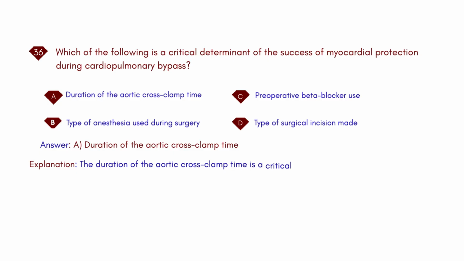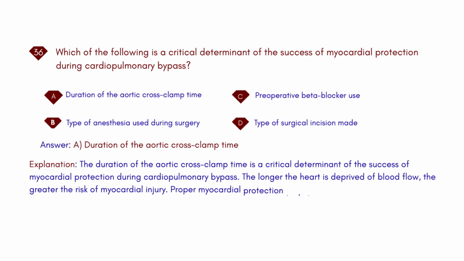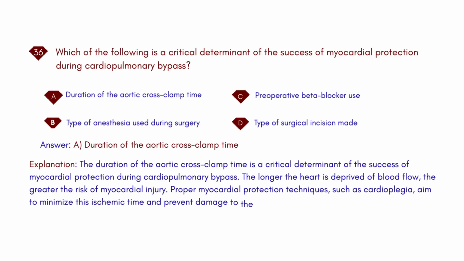Explanation: the duration of the aortic cross-clamp time is a critical determinant of the success of myocardial protection during cardiopulmonary bypass. The longer the heart is deprived of blood flow, the greater the risk of myocardial injury. Proper myocardial protection techniques, such as cardioplegia, aim to minimize this ischemic time and prevent damage to the heart.